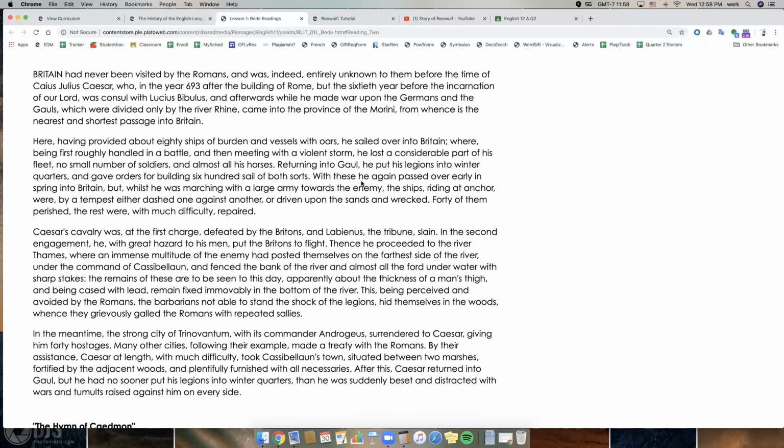The battles are described kind of briefly, but mostly in a sense that you're really getting that Caesar loses them. They do not go well for him. He just continues to have trouble over and over, being defeated by his enemies.